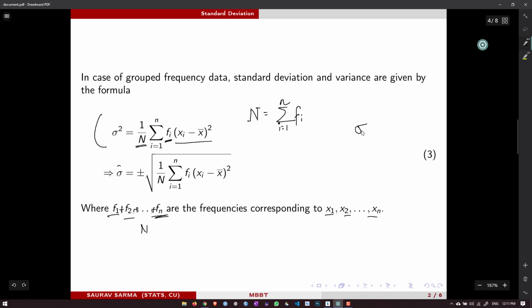This symbol is a Greek letter called sigma. Sigma denotes standard deviation and sigma square denotes variance, right? But if you are not comfortable with the symbol sigma, you can simply write SD for standard deviation and VAR for variance. That is also correct, right? So these two are the formulas.